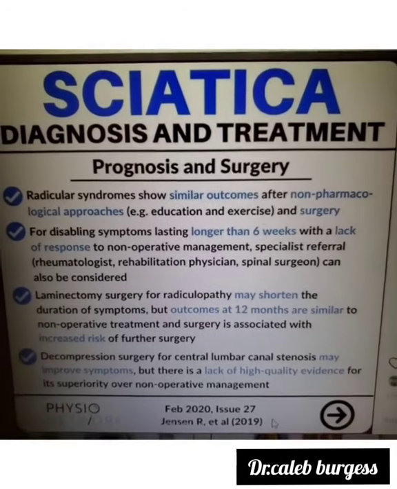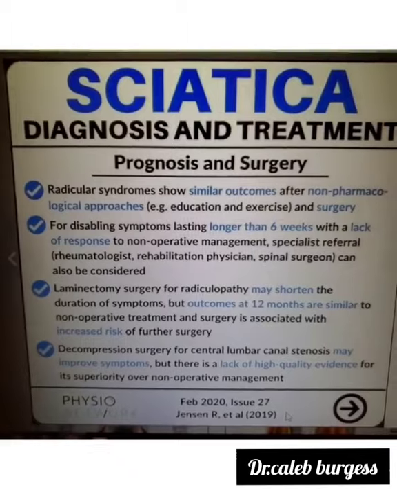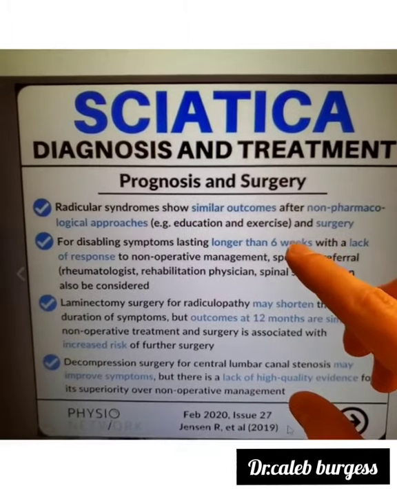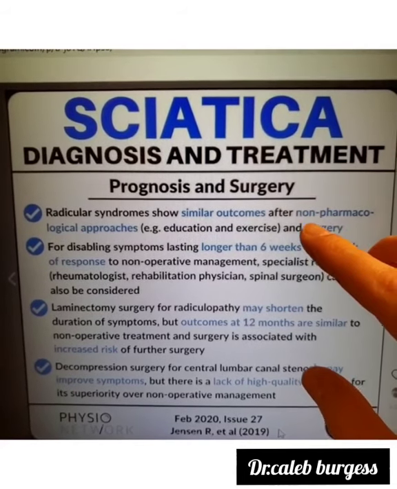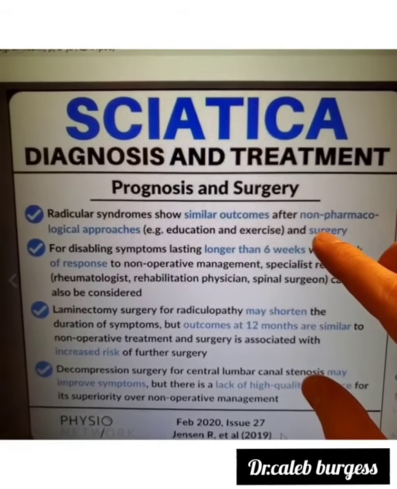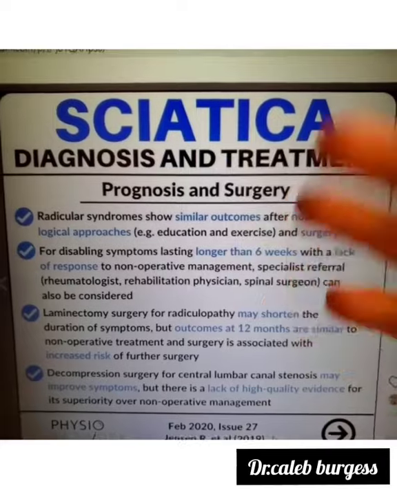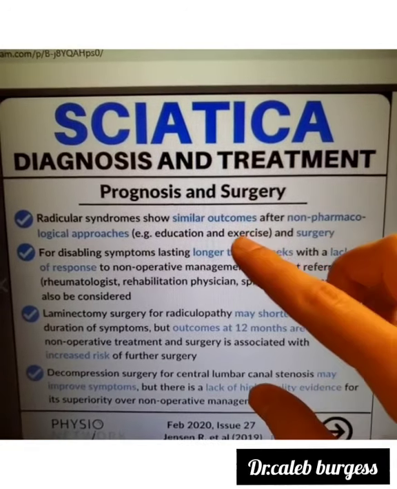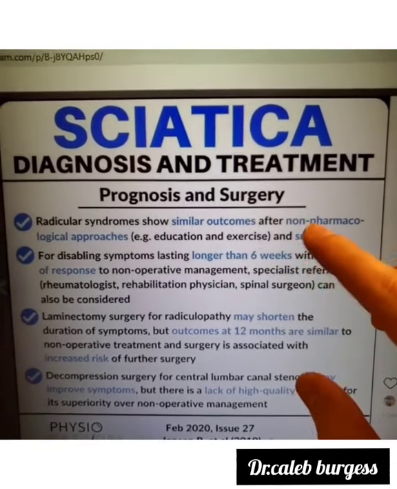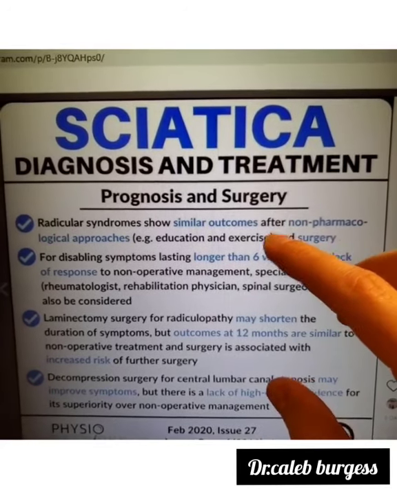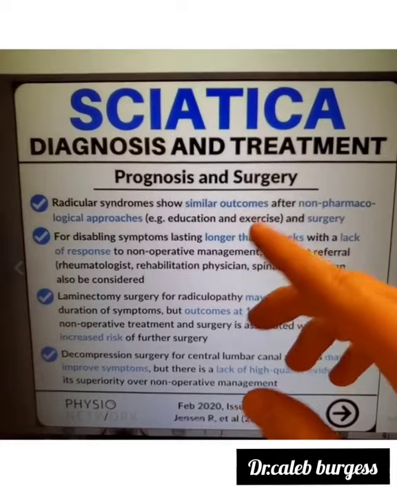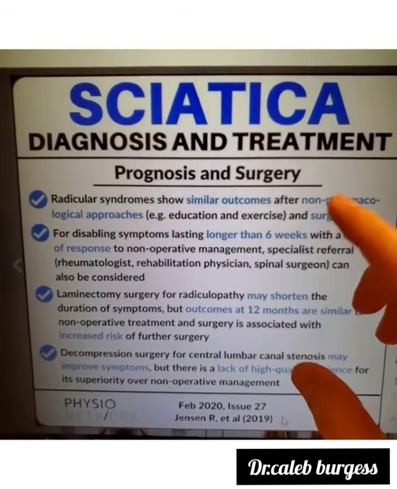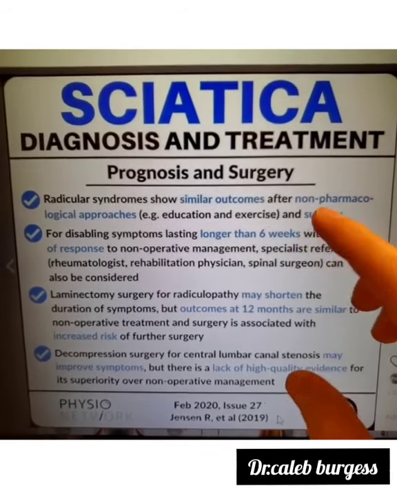So another cool thing to know is that when people have these symptoms that go down the leg, like sciatica or radicular symptoms, it's been shown that non-pharmacological approaches, so basically education and exercise, physical therapy, have shown similar outcomes to surgery. So why go through a surgery when you can just exercise and give it time and understand it better and let your body heal on its own? So surgery should always be the last resort. It should not be something that you jump at.